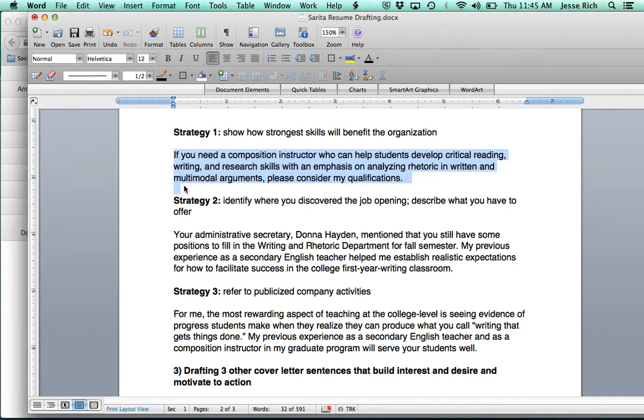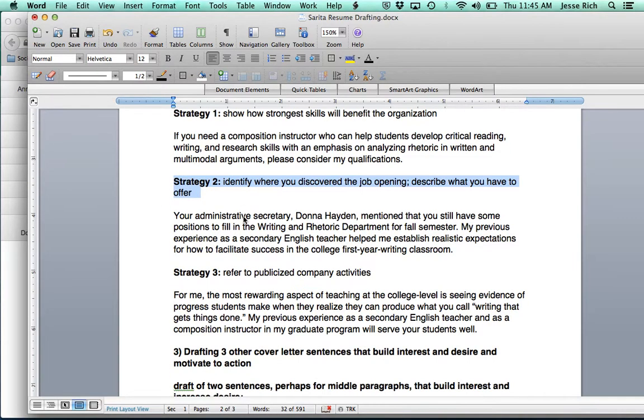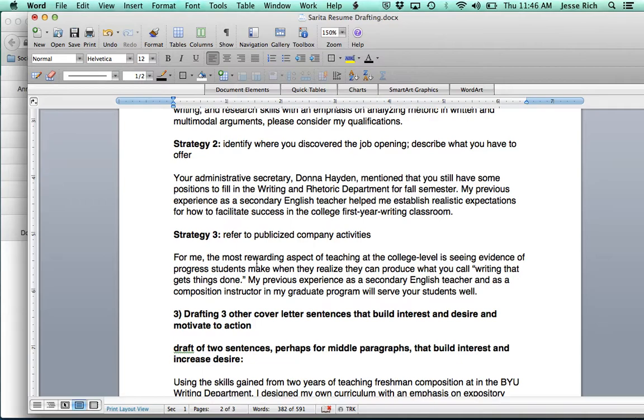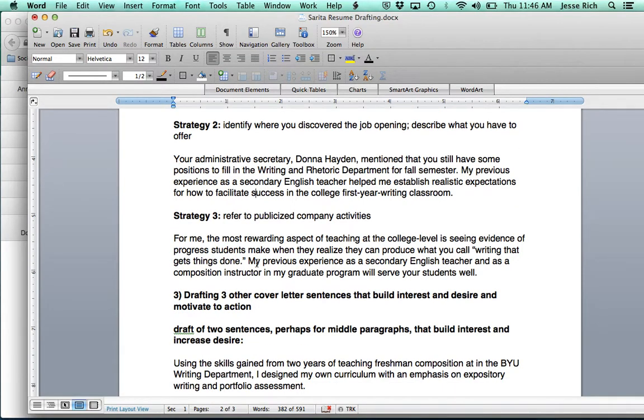So I drafted that, put that down on paper, and then moved on to another strategy that is a little bit different, where I describe how I heard about the job opening and what I have to offer. And these sentences came from some drafting exercises I did before I wrote the cover letter to apply for teaching positions at URI. So I'll show you what that draft eventually turned into a little bit later.